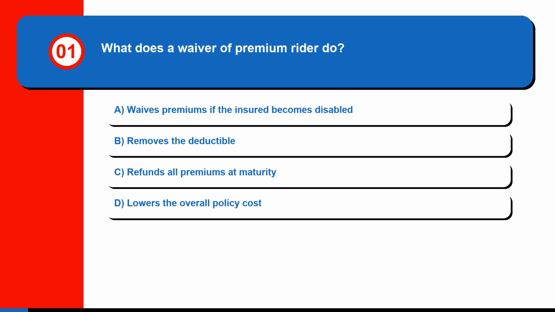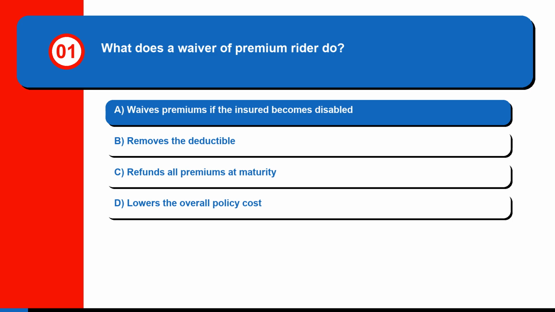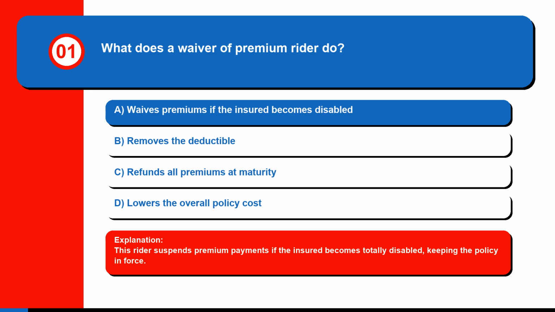Question 1. What does a waiver of premium rider do? A. Waives premiums if the insured becomes disabled. B. Removes the deductible. C. Refunds all premiums at maturity. Or D. Lowers the overall policy cost. The correct answer is A. Waives premiums if the insured becomes disabled. This rider suspends premium payments if the insured becomes totally disabled, keeping the policy in force.